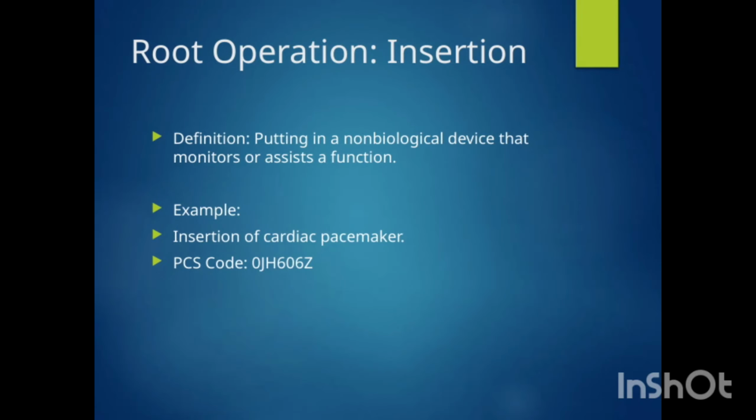Let's take a closer look at the definition of this key concept. When we talk about putting in a non-biological device, we're referring to a medical procedure where a device that isn't made from living tissue is implanted to monitor or help with a specific function in the body. An example of this would be the insertion of a cardiac pacemaker, which is a device that helps regulate the heart's rhythm. The relevant PCS code for this procedure is 0JH606Z, where 0JH indicates the insertion of a device, and the rest specifies the particular type of device and location.